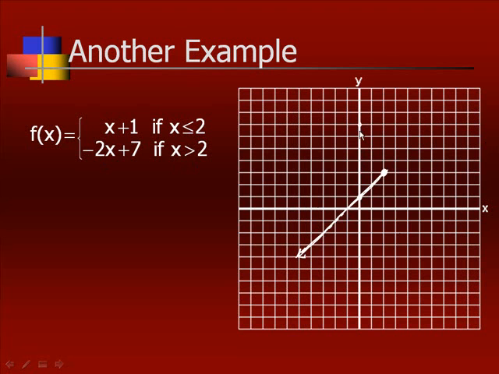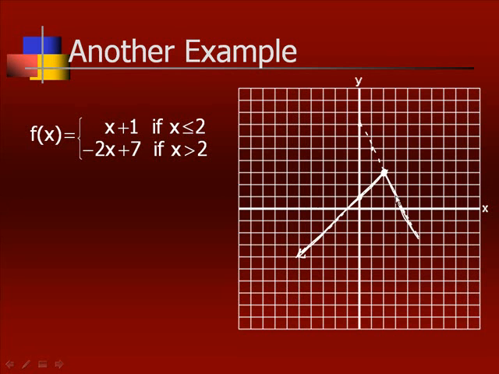Slope is negative 2, which means we're going to go down 2 over 1, down 2 over 1, down 2 over 1. So you see what this graph's going to look like. But if we wanted to pencil it in, we only want to use this one for x is greater than 2, which means from here we're going to go down this way.